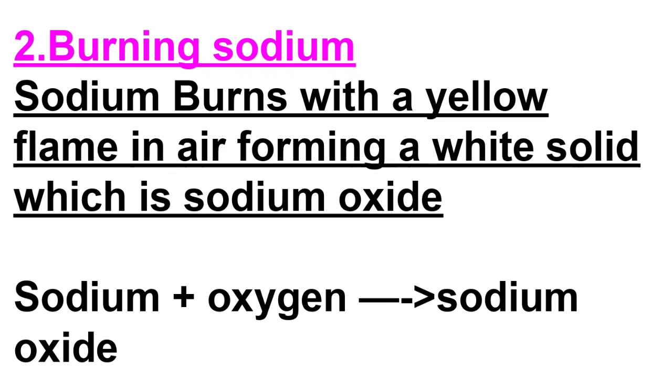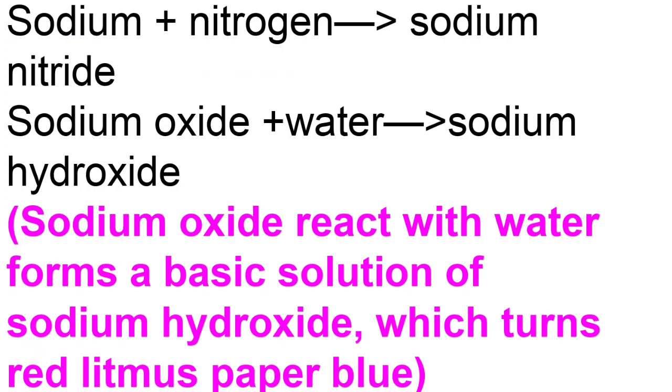Another reaction is burning of sodium. Sodium burns with a yellow flame in air, forming a white solid, which is sodium oxide. Sodium plus oxygen gives us sodium oxide. Now we need to understand that the only part of air that supports burning is the oxygen, and that's why we are saying burning in air. So it will burn in the oxygen, though some reactive metals burn also in nitrogen, like we have seen in the case of magnesium. So sodium plus oxygen is sodium oxide.